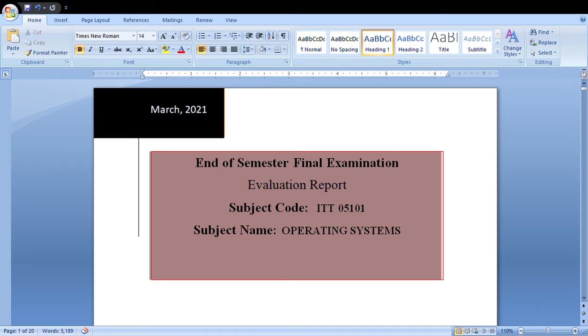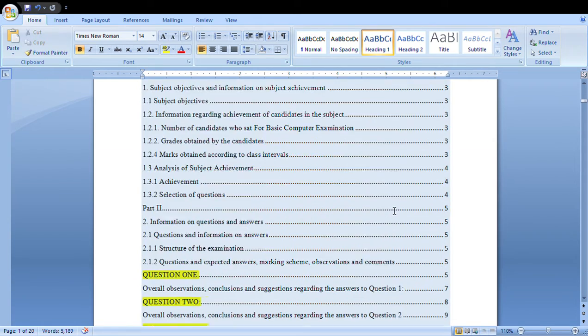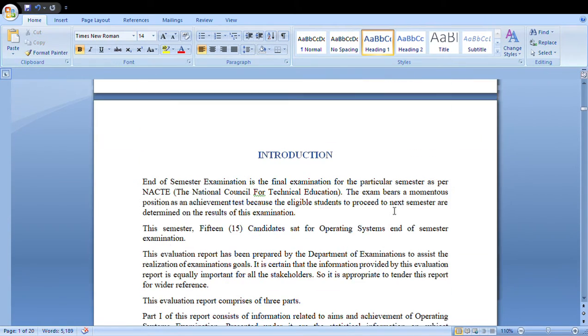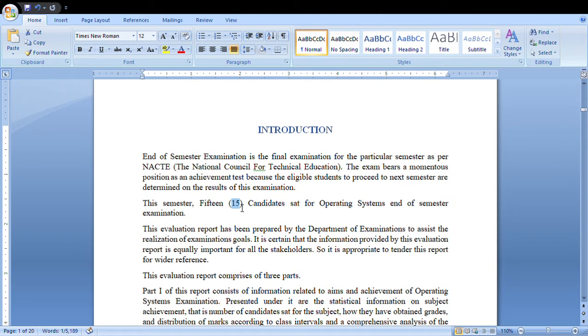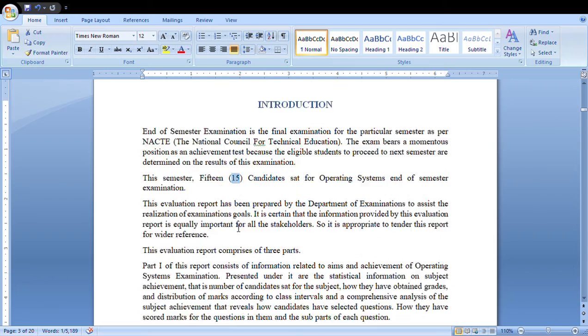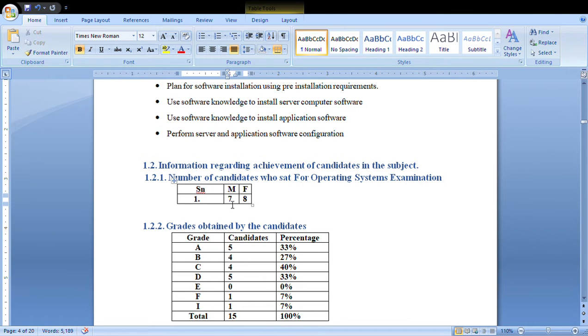First of all, there are some things that are very crucial that we need to understand as we're writing this report. The very first one is the number of students who sat for your respective exam. As for me, I had 15 students who sat for this operating systems exam, and of these 15 students, 7 were male and 8 were female.